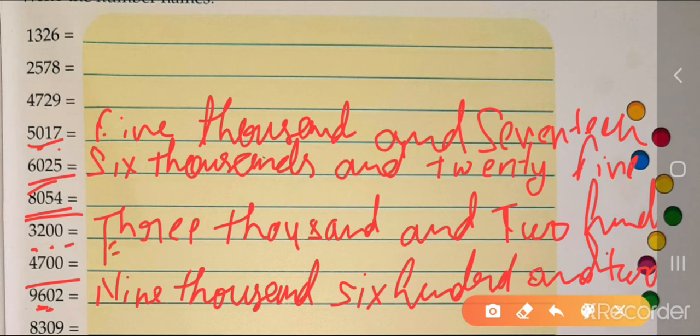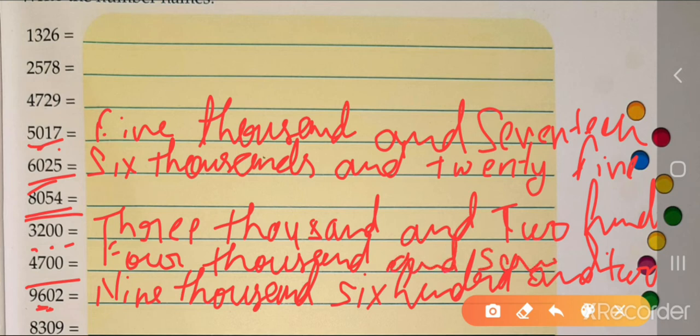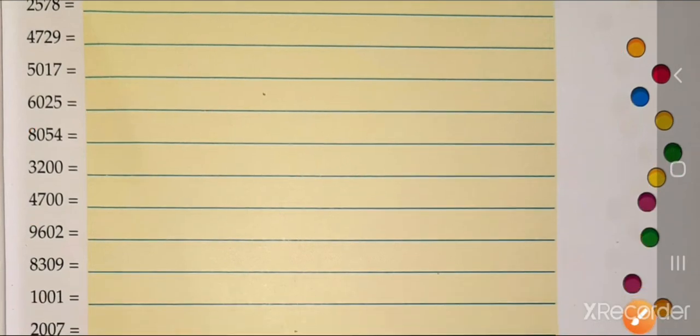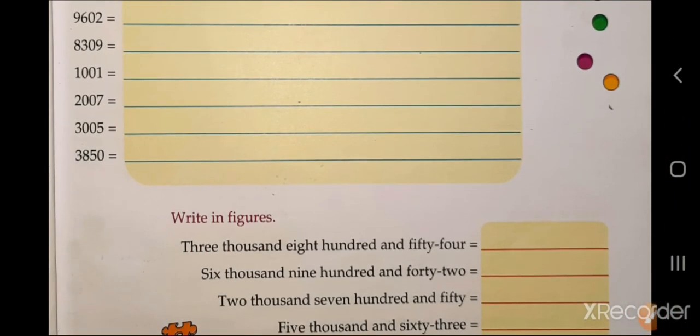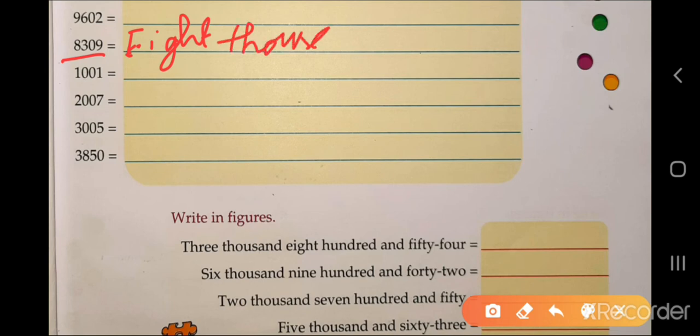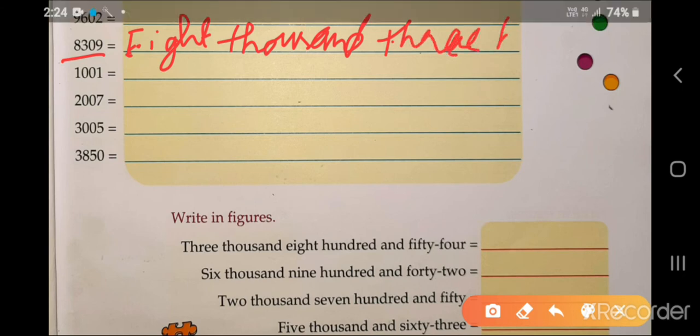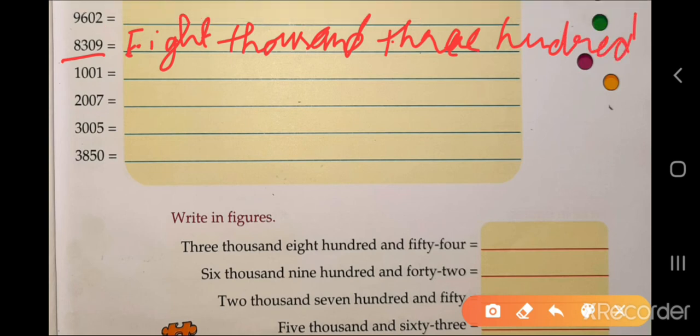Okay, this will be like 4,000 and 700. Okay, this one is like this. 8 is on the thousands place, so write 8,000. 3 is on the hundreds place, so write 3 hundreds, and there is 0 on the tens place, so we'll skip this and 9.